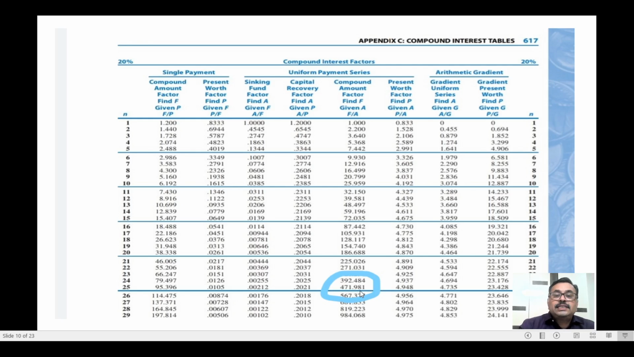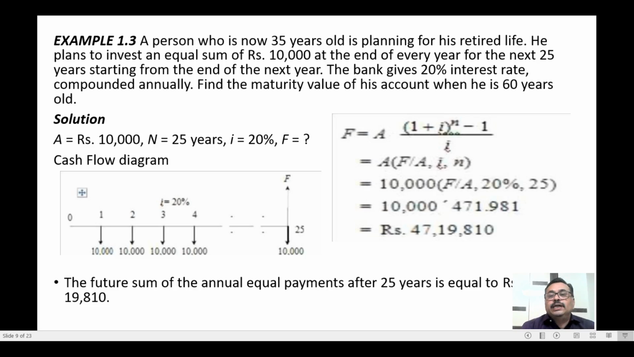It is 471.981. This we have to take and then substitute here. If you multiply 10,000 into 471.981, you will get 47,19,810 rupees after 25 years, if you deposit 10,000 rupees every year with an interest rate of 20% for the next 25 years.